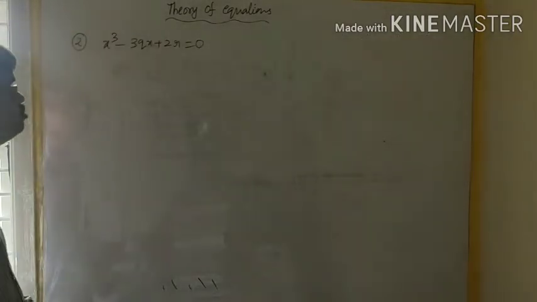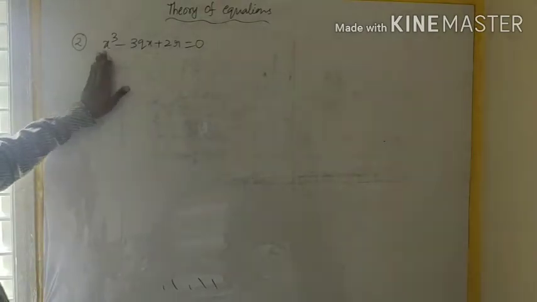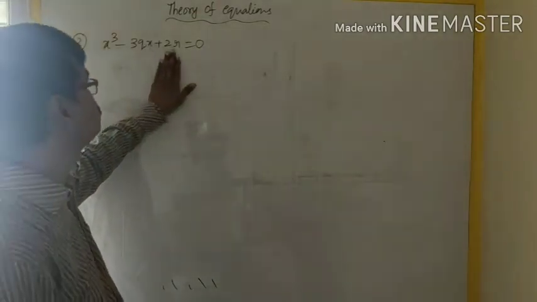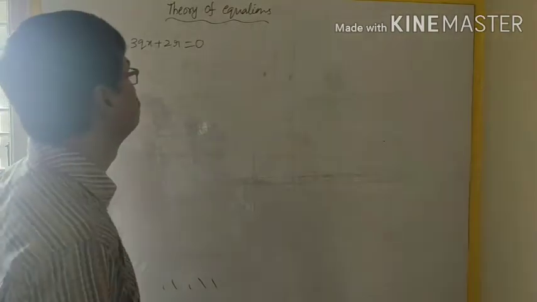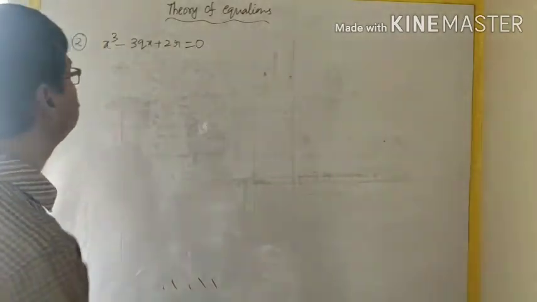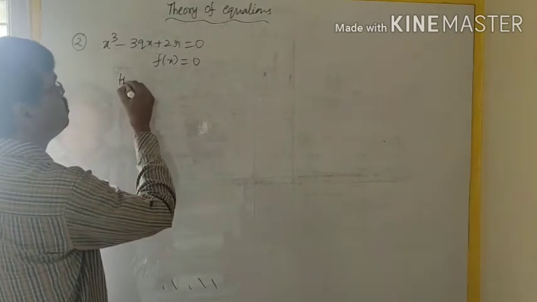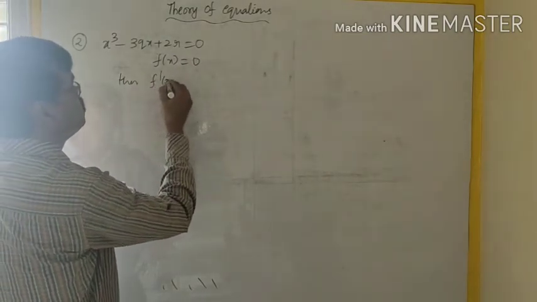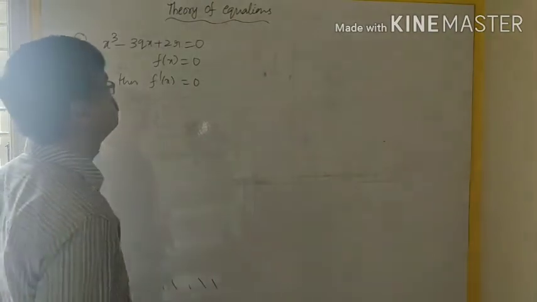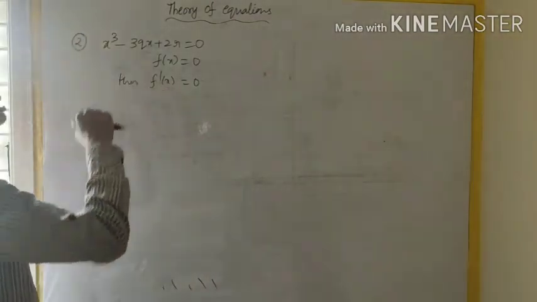Now listen to the second example. Find the condition that x cube minus 3qx plus 2r equal to 0 has a repeated root. This is f of x equal to 0. Then we should find out the f dash of x equals 0 condition. From this you will get the condition for this.